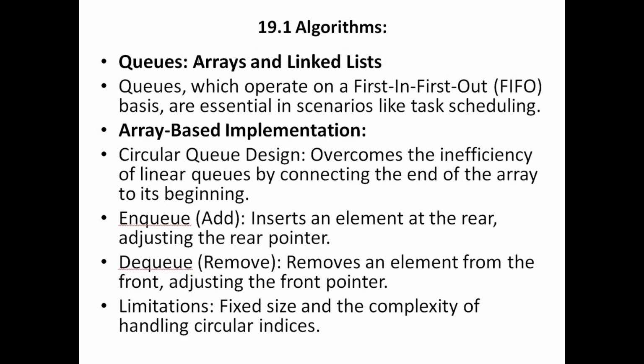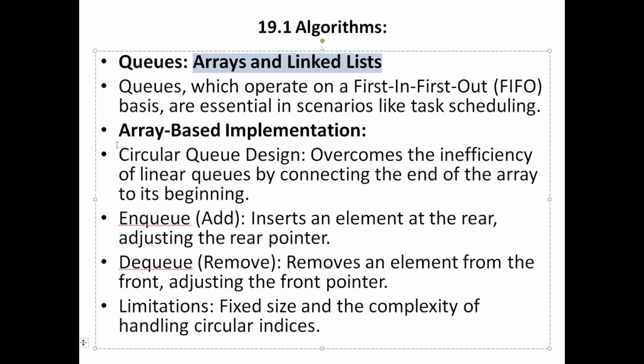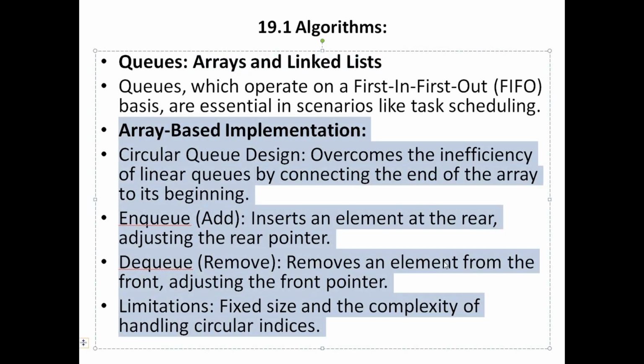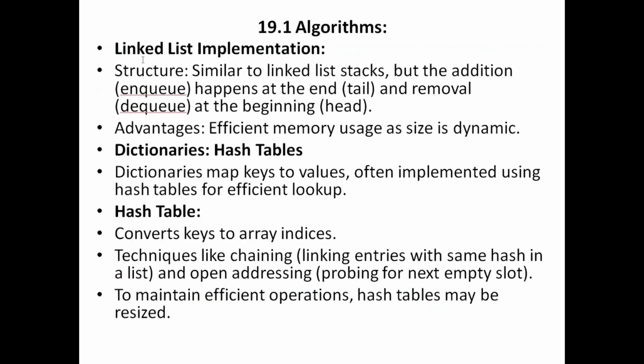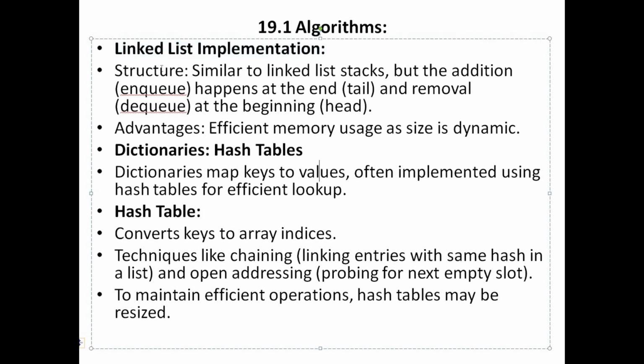For queues, you can also use arrays or linked lists. How you can implement queues with arrays, you have already studied in chapter number 10. You might review it a little bit. Then you can use the enqueue operation to add an element, or the dequeue operation to remove an element. Limitation is the fixed size and complexity of handling circular indices. If you use a linked list, then the structure is very much similar, but enqueue happens at the end and dequeue happens at the head. That's the difference. Advantages: efficient memory utilization, because a linked list is always dynamic.